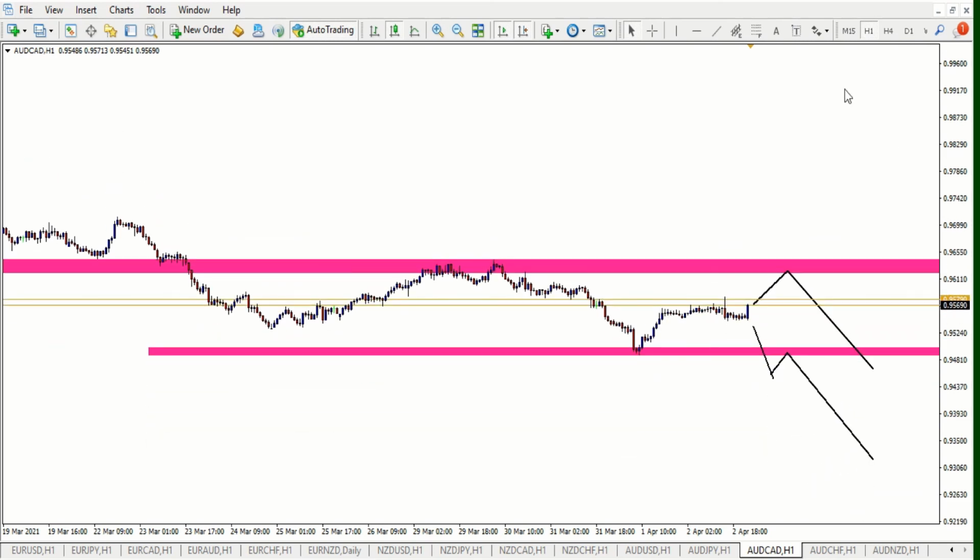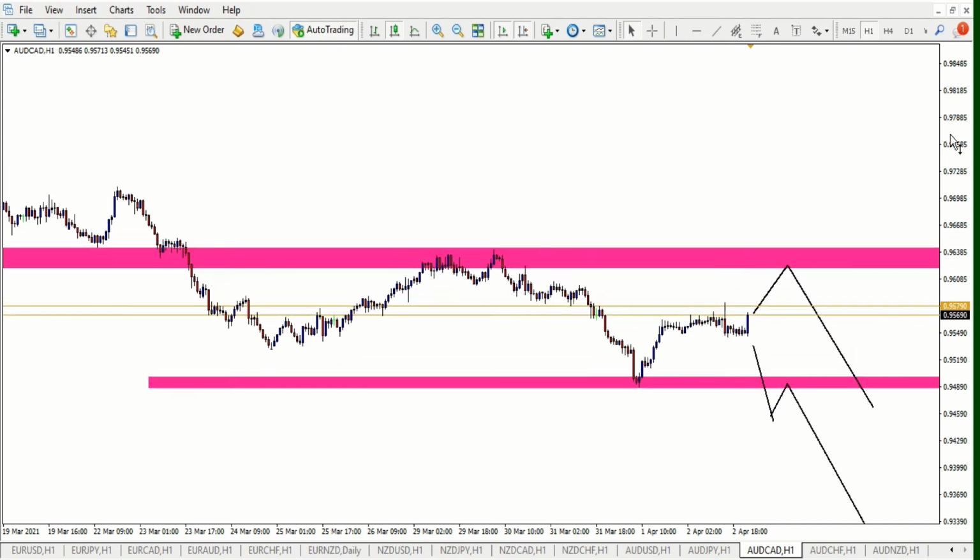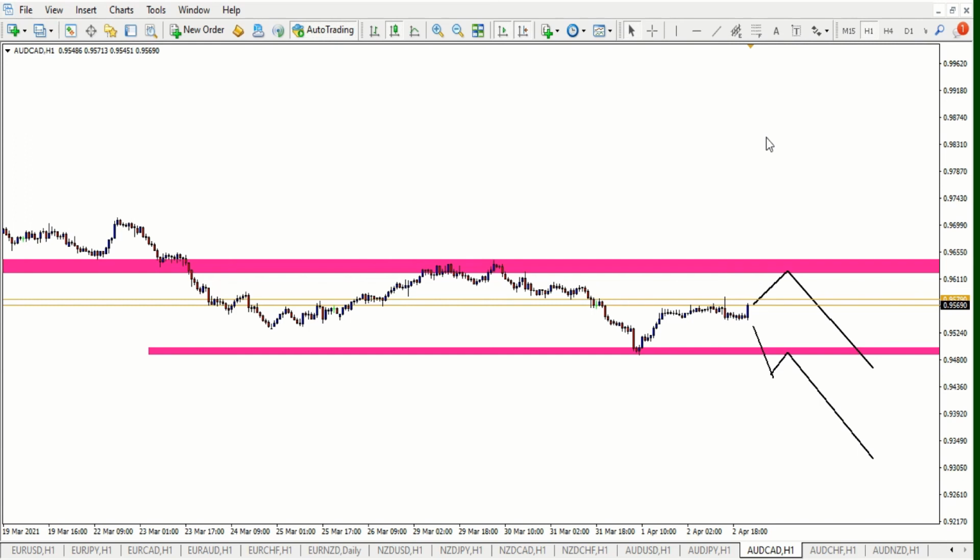Hopefully they pan out. But yeah, you know what you're looking for. Stick to your trading plan, trade your plan all the time, and also be patient. Be patient, because that's a key value to have on these charts.